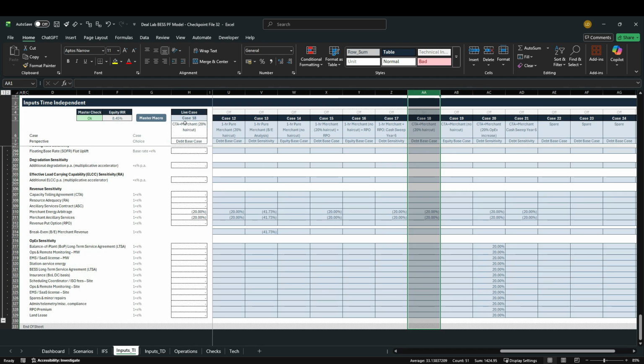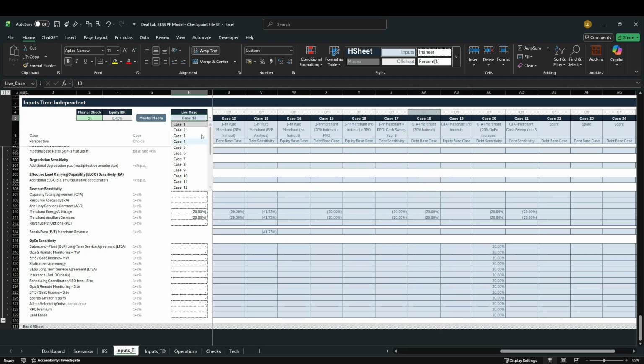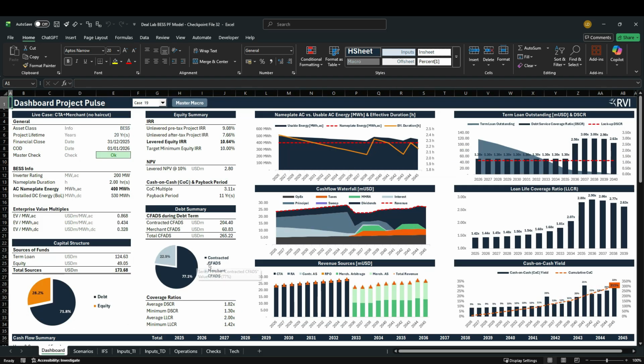So first thing we will do is flip over to case 19, which is our equity base case, hit our master macro, and see how it shakes out from an equity standpoint. You can see nothing really happened in the first 10 years to our cash flow waterfall, but then there's an uplift from year 11 plus, and that is because we now do not consider a merchant haircut of 20%.